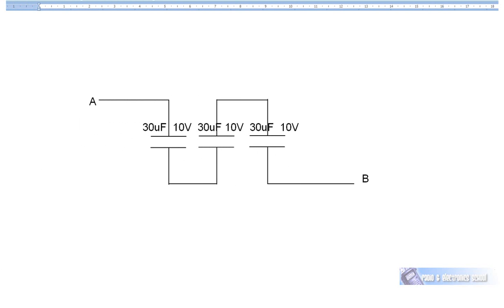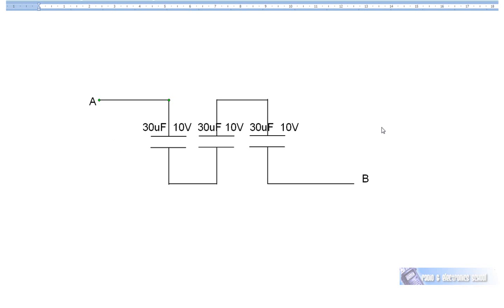Now I've got the same 3 capacitors, 30 microfarads, 10 volts each, and I've connected them in series rather than parallel. When things are connected in series, they're connected end to end. Just have a look and make sure that I've done that. We go from A into one capacitor, and from that capacitor we go to the next one, and from the next one, and so on. The capacitors are connected in a string. I could have drawn them in a straight line, but it would be the same thing if I rotated them 90 degrees and drew them in a straight line.